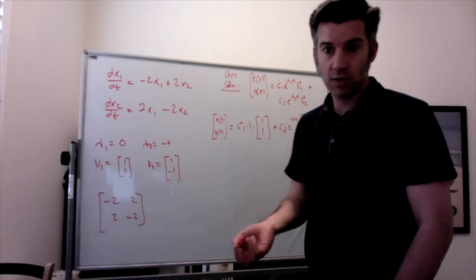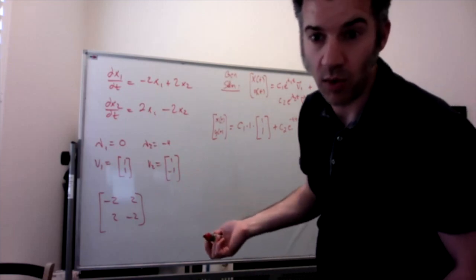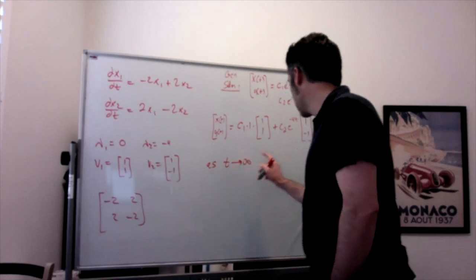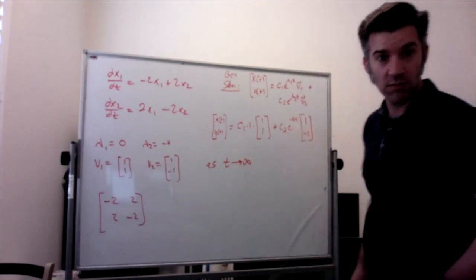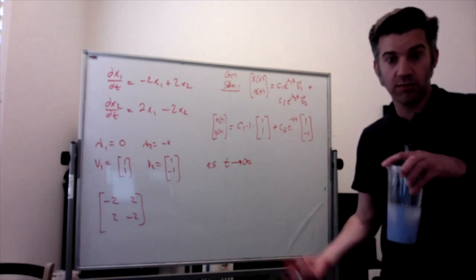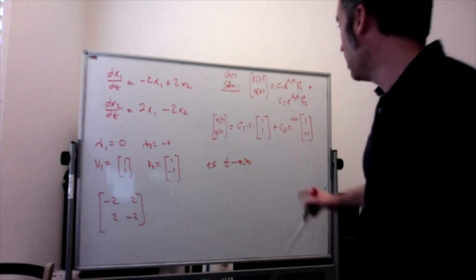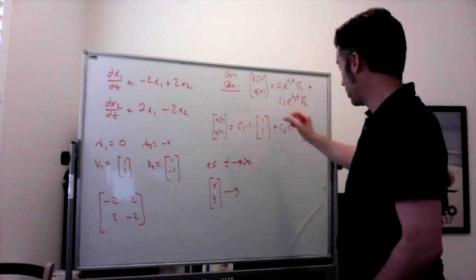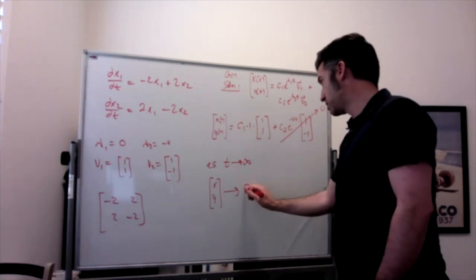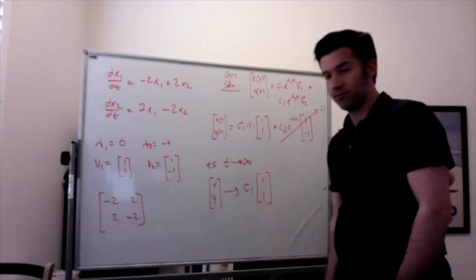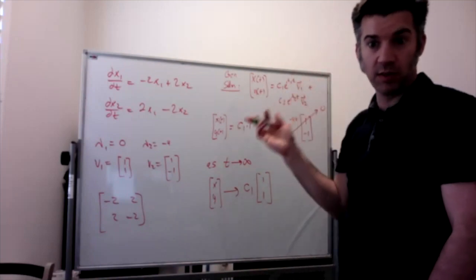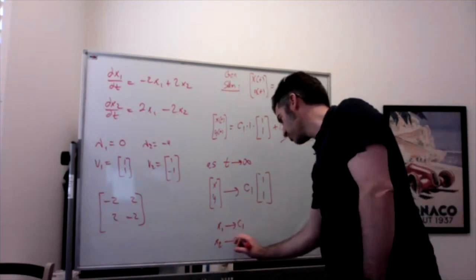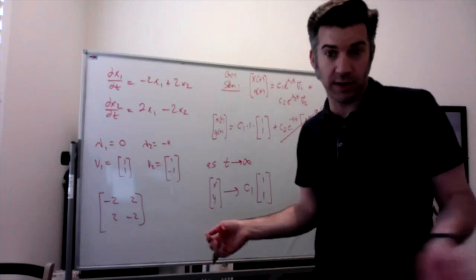Then they also asked us to describe what happens to x1 and x2 as t goes to infinity. Can anybody tell me, as t goes to infinity, what happens to e to the negative 4t? Right, it goes to 0. So as t goes to infinity, (x, y) is going to go to just this part, because the other part goes away. We get c1 times (1, 1). So x1 goes to c1 and x2 goes to c1, and there are lots of ways you could express that.